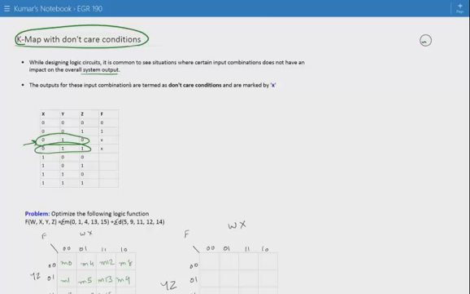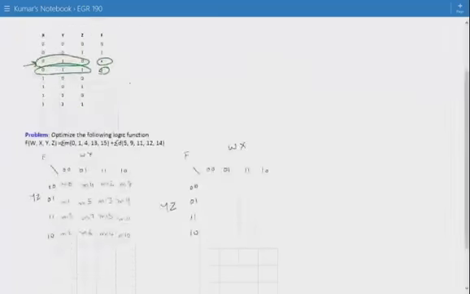So we use this logic to optimize our circuits even better. In the truth table, conditions like this, we mark them with an X, and we use them to optimize our circuit even more possibly. So let's see how we optimize a circuit for a function like this.